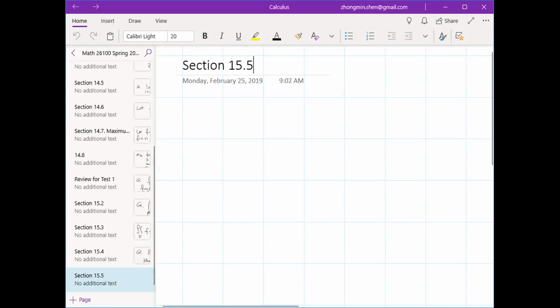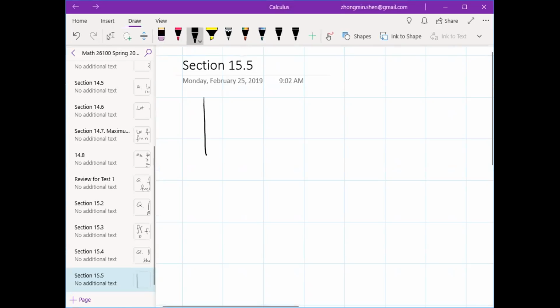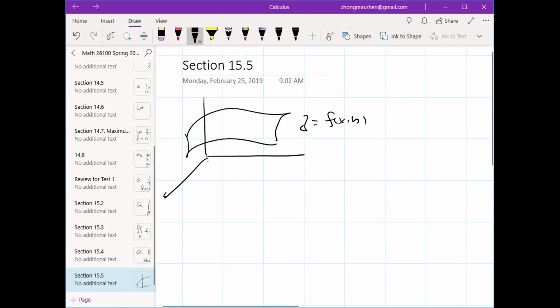But if you are given the graph, you have a piece of surface, right? And z equals f of x, y, and the question is over the domain D. So the question is how to find the surface area. How to find the surface area. There is a formula given, and the question is how to derive the formula. So the idea, I'm just giving a brief idea.